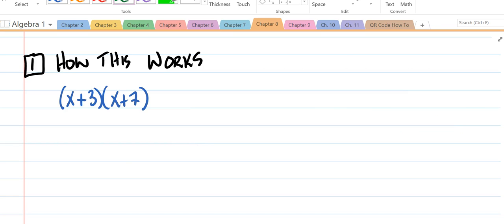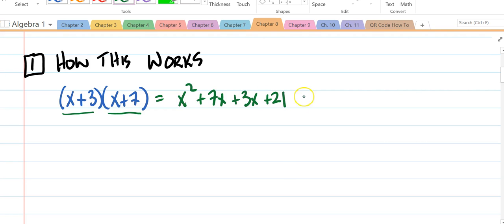I first want to show you sort of backwards engineering here, how this works. If I took the binomial x plus 3 and I multiplied it by the binomial x plus 7, I'll go ahead and just use FOIL for right now. I would get x times x would be x squared. The outside ones, x times 7, would be a positive 7x. The inside ones, 3 times x would be a positive 3x, so I'd add 3x to that. And then finally, 3 times 7 is a positive 21.